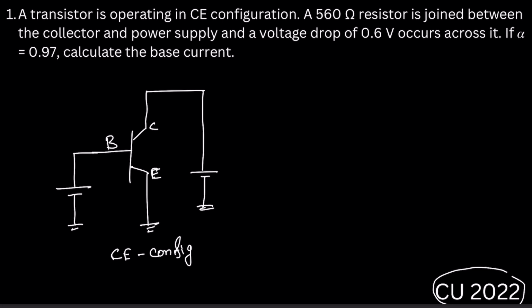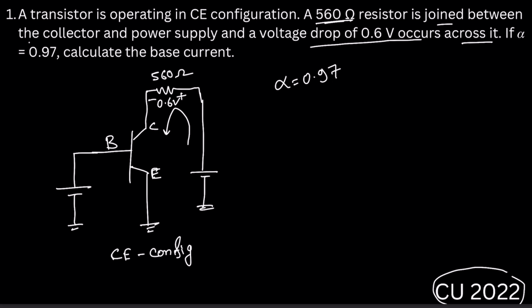Now they say a 560 ohm resistor is joined between the collector and the power supply. Okay, so here we have the resistance of 560 ohm. Voltage drop is 0.6 volt across it. That means if the current flows from this side, the voltage drop across this one will be 0.6 volt. If alpha is 0.97, then what is the value of base current IB? That means we need to calculate IB.